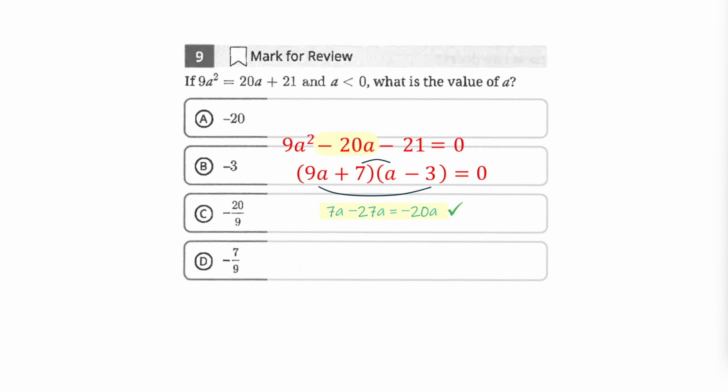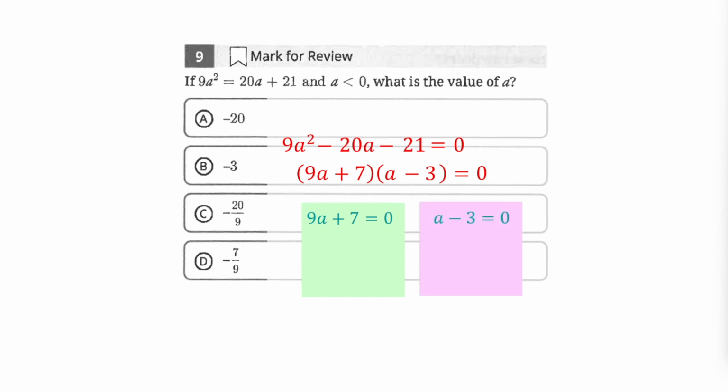Now, in order for this to equal 0, we can set the expression in each set of parentheses to 0. Solve for a by isolating it. 9a equals -7. Divide both sides by 9, you get -7/9. a can also equal 3. However, given the condition that a is less than 0, it has to be the negative value. So D is the correct answer.